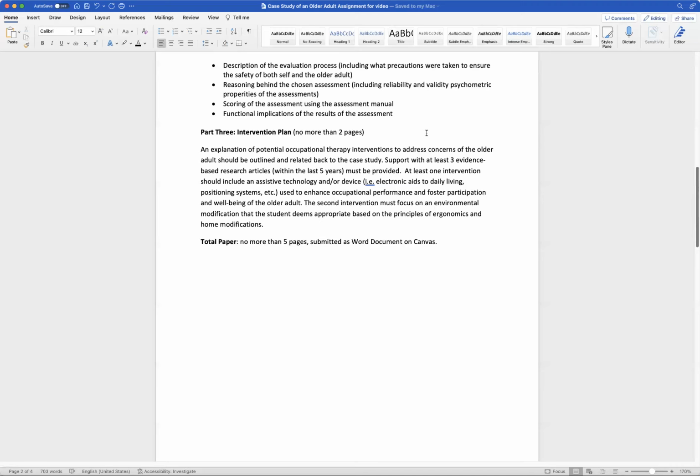The second intervention must focus on some type of environmental modification that you deem appropriate based on the principles of ergonomics and home modifications. This paper should be no more than 5 pages total. Please submit it as a Word document on Canvas. It's important that you submit it as a Word document, not a PDF, because on the Word document, we could provide more edits and more feedback right there on the paper for you.